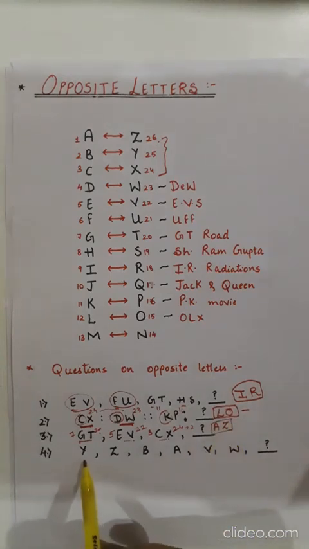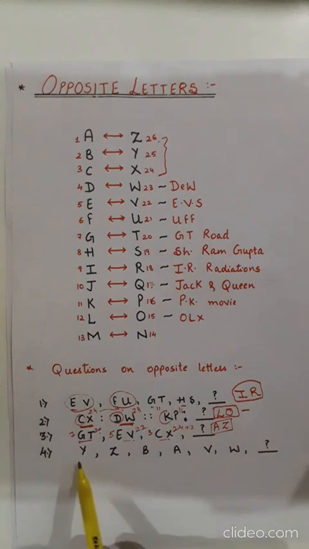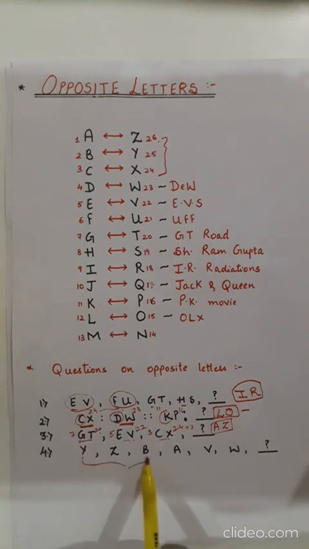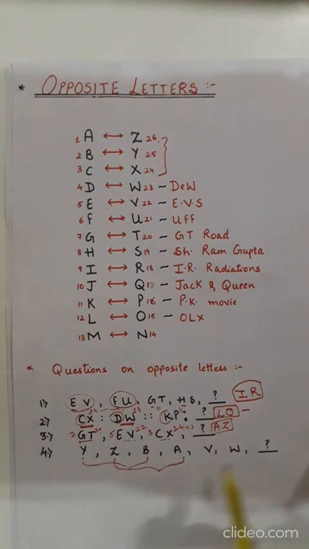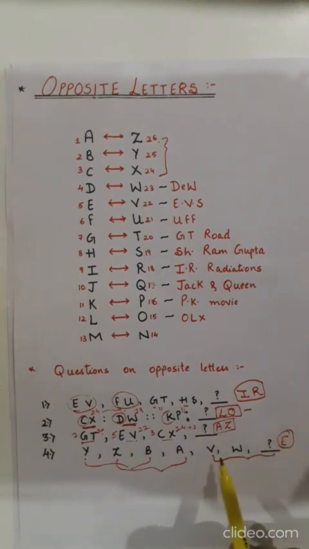Next is your Y, Z, B, A, V, W. If we see, again there is a connection. We can see that in alternate positions, the opposite of Y is B, the opposite of Z is A. Now if we go with V, the opposite of V is E, EVS. So here the answer is E.